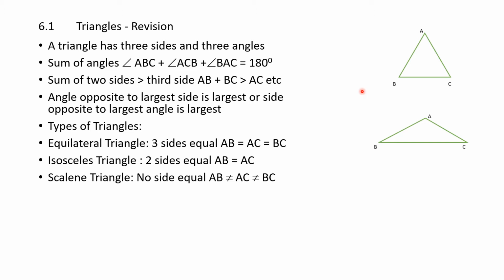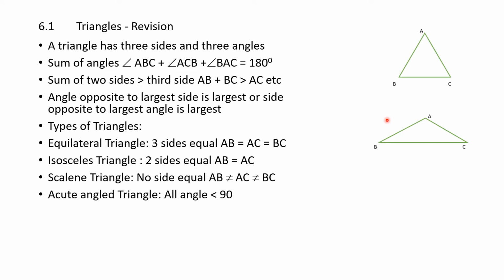Scalene triangle. No sides are equal. AB is not equal to AC and that is not equal to BC. 3 different sizes. This can be 2, this can be 3 and this can be 4. Then it is called a scalene triangle. So, there are 3 types of triangle: equilateral triangle where all the 3 sides are equal, isosceles triangle where 2 sides are equal, and scalene triangle where all the 3 sides are not equal to one another.